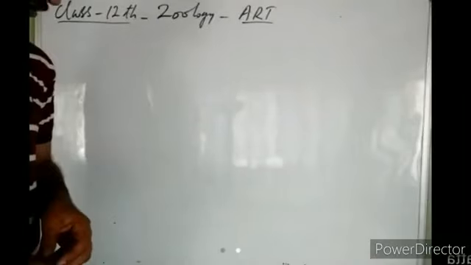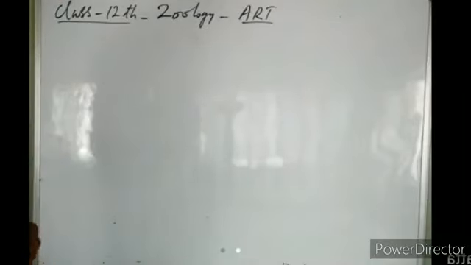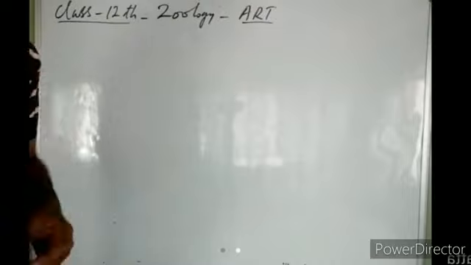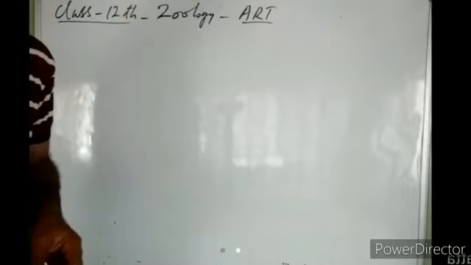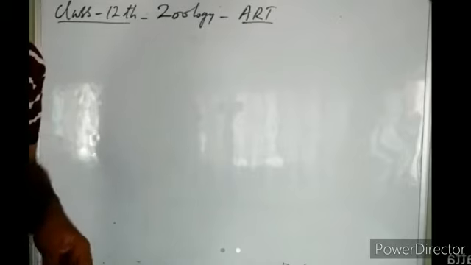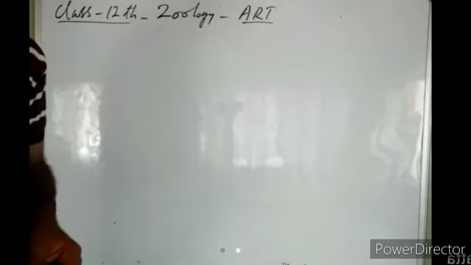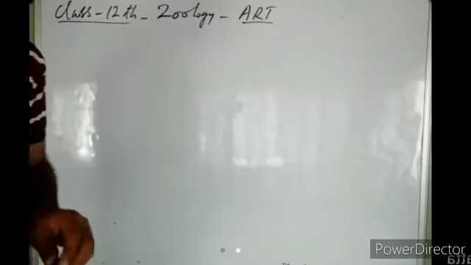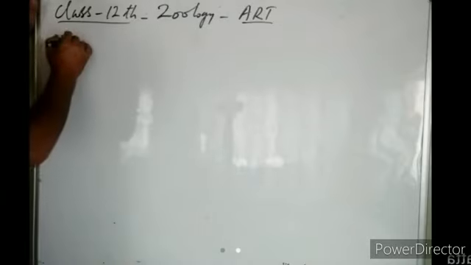So yesterday we were discussing various techniques of ART, assisted reproductive technology. First we discussed test tube babies, IVF, ET. Then we discussed GIFT, gamete intrafallopian transfer. Then we discussed ICSI, intracytoplasmic sperm injection. And now today we are going to discuss artificial insemination.